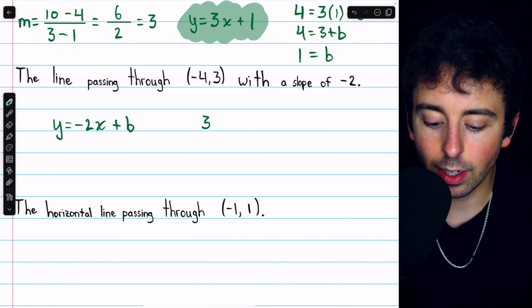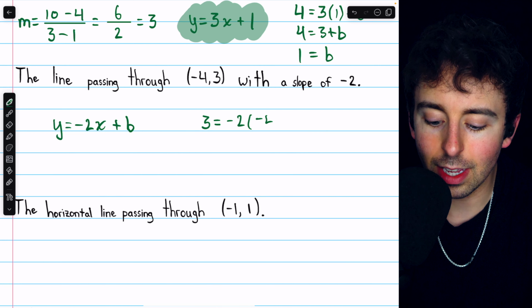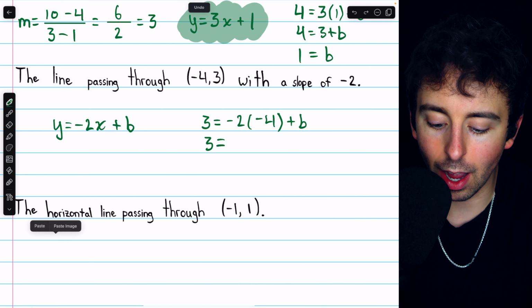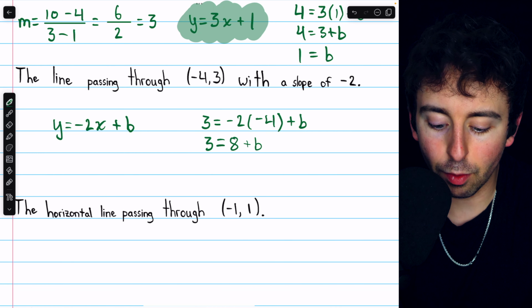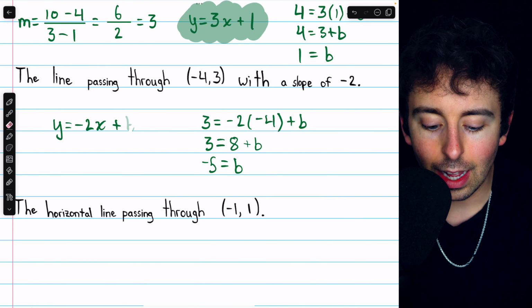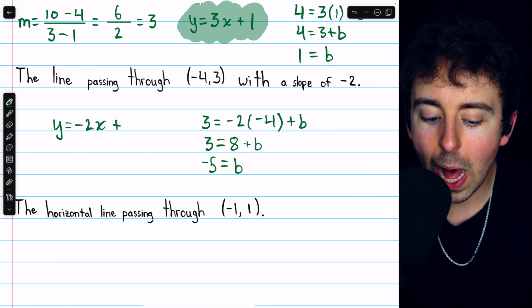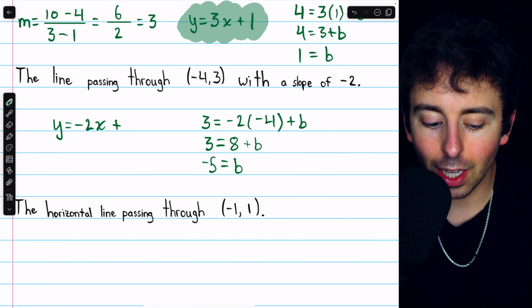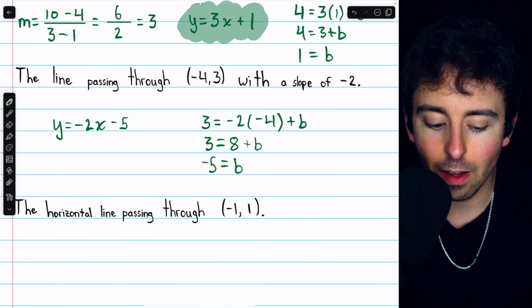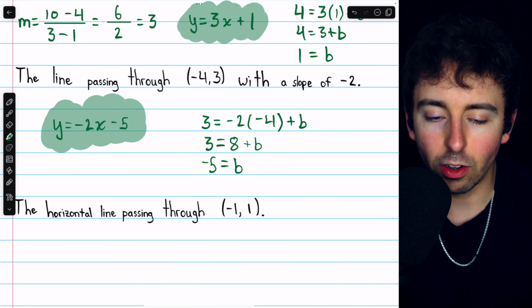The y-coordinate given is 3, so that must equal -2, the slope, times the given x-coordinate of -4 plus b. Hence, we have that 3 equals positive 8 plus b. And so, subtracting 8 from both sides, we have that -5 equals b. And so the equation we're looking for is y equals -2x plus -5, which we may prefer to write as just -2x minus 5. And that's the equation of the line.